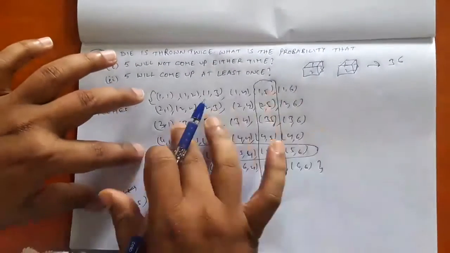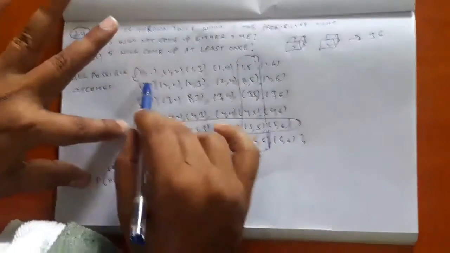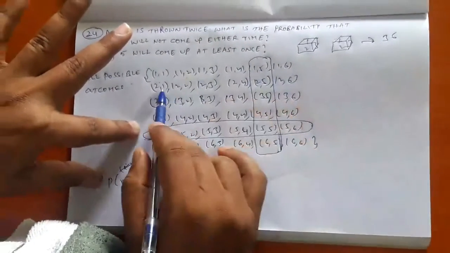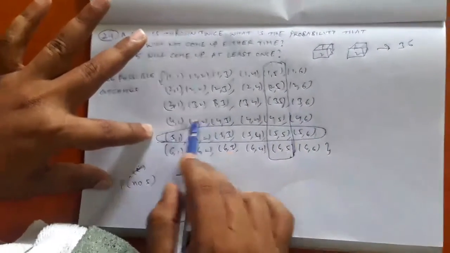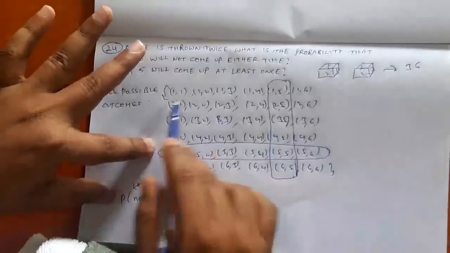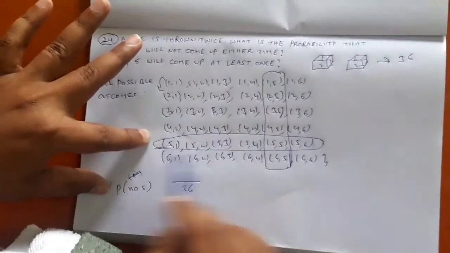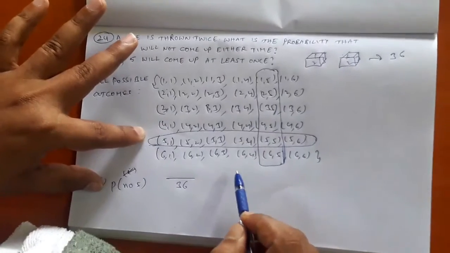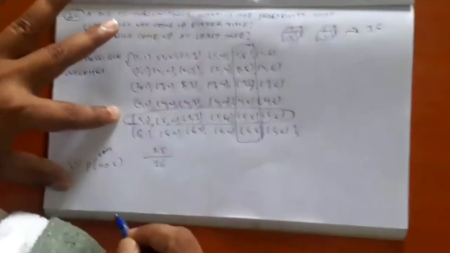How many are favorable now? 1 2 3 4 5. 1 2 3 4 5. 1 2 3 4 5. 1 2 3 4 5. Again 1 2 3 4 5. That is 5 fives are 25. That's all, 25. So 25 are favorable.